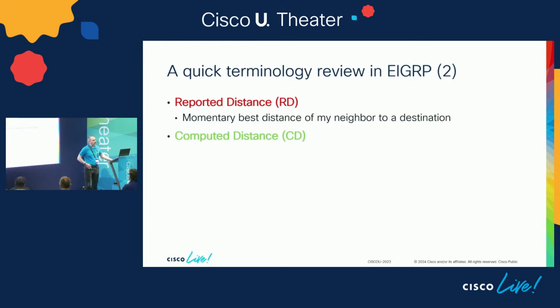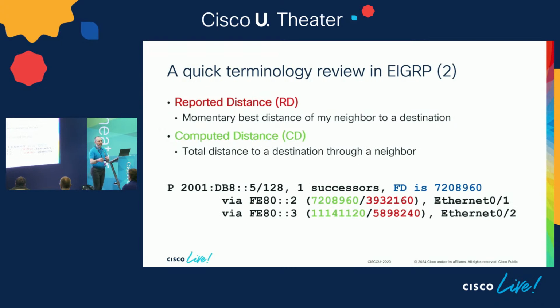What is the computed distance? You may not have found this in older textbooks, but we call it like this now. Well, not to tease you too much. That's the total distance through a given neighbor if I also take the metric of the link between me and the neighbor into account. So essentially, it's his reported distance plus the cost of the link between me and him. That's all. And in the output from show IP or IPv6 EIGRP topology, these are the distances highlighted in colors. We always first see the distance through a given neighbor, the total one, and then his own reported one. So the first number will always be higher than the second one because the first number includes the cost of the link between myself and the neighbor. Always.